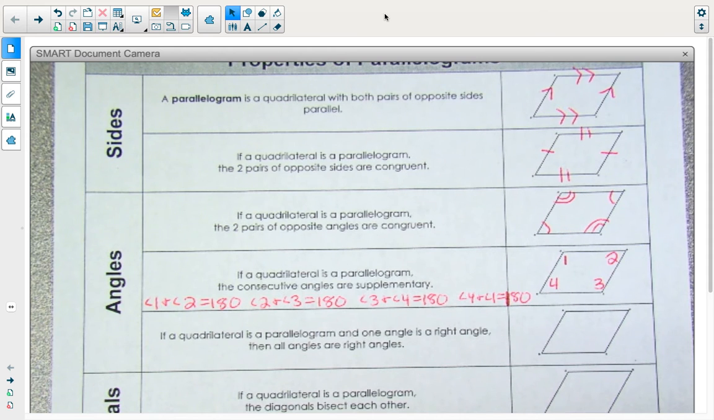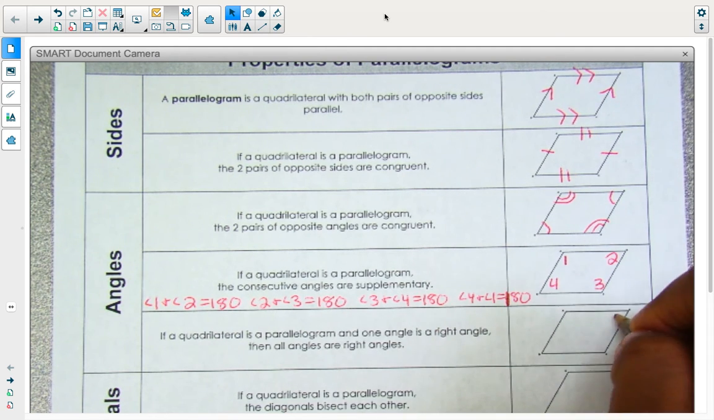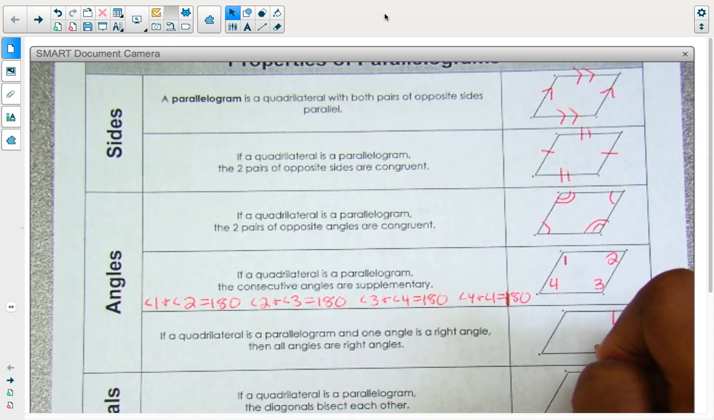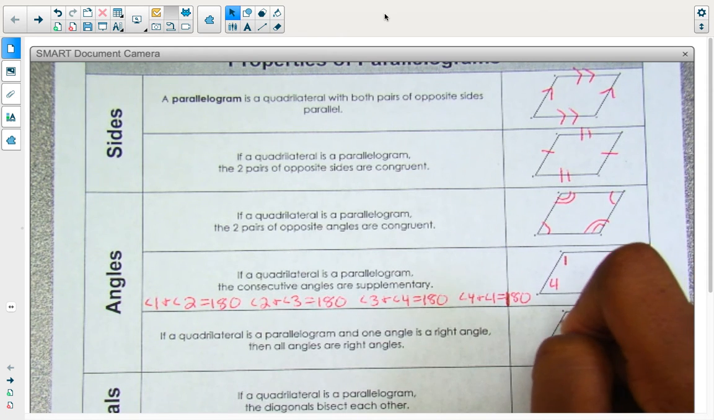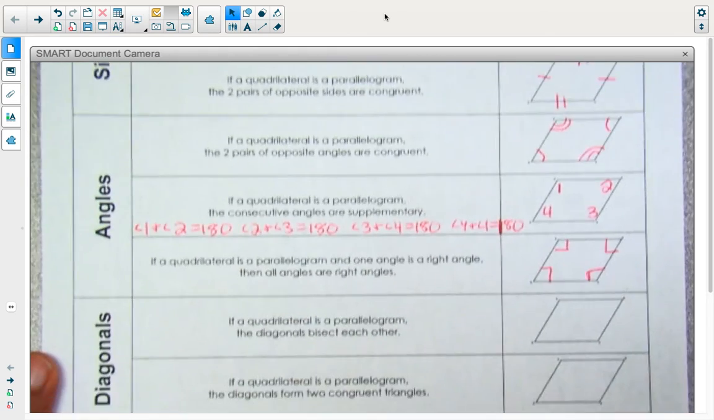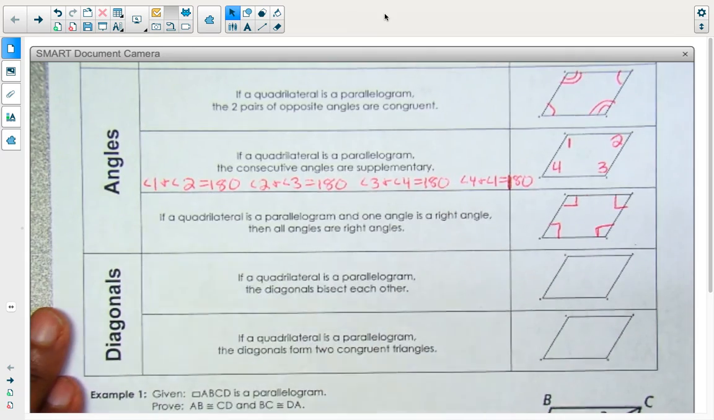Next, if a quadrilateral is a parallelogram and one angle is a right angle, then all the angles are right angles. So that means if I had a parallelogram and we saw a right angle mark in one of them, all it takes is one right angle mark in one corner. That means that every single other one must also be a right angle. So if we see one right angle in a parallelogram, then all of them are right angles. So those are three things we know about the angles. Now let's see what we can figure out about the diagonals.